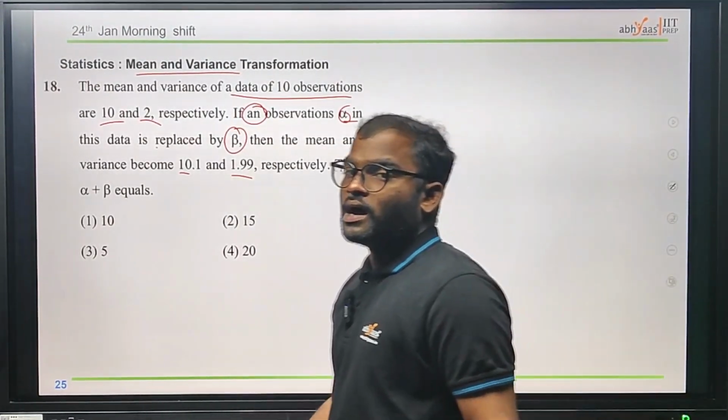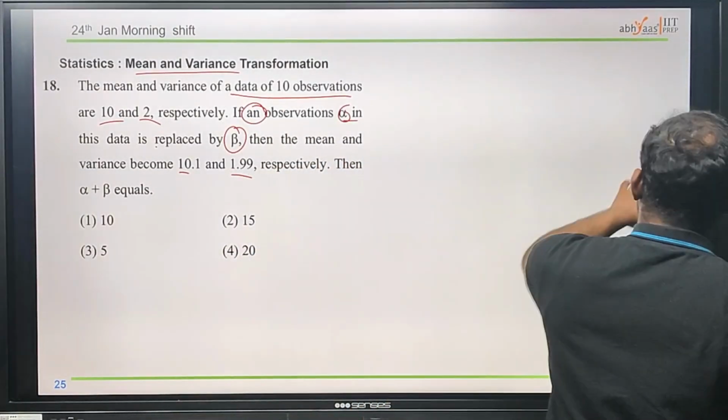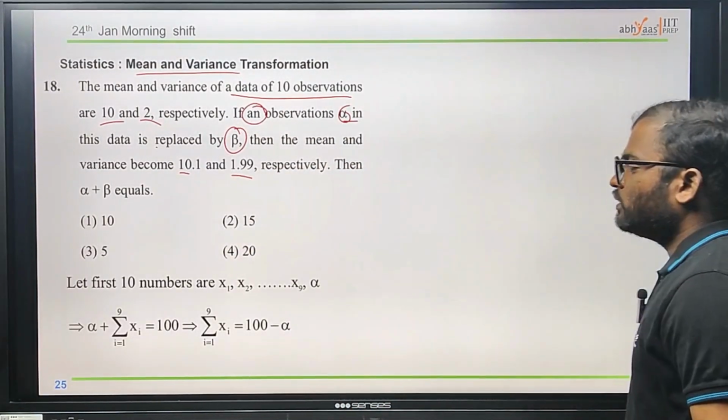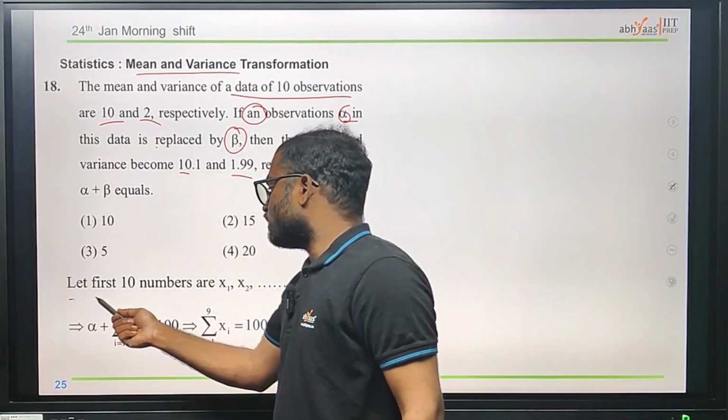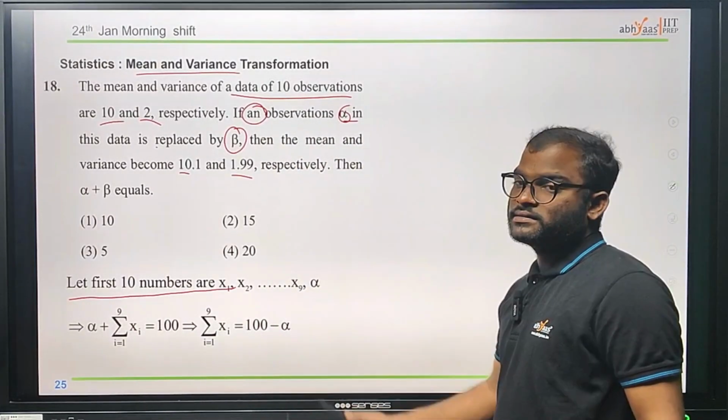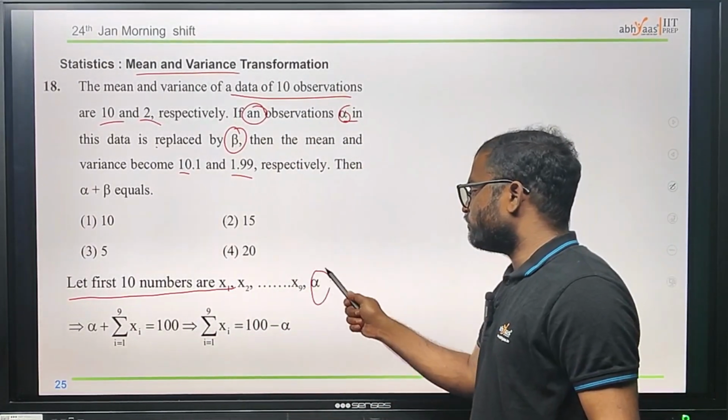Then what is the value of alpha and beta? We have to check this one. Let the first 10 numbers be x up to x9, where alpha is one observation.